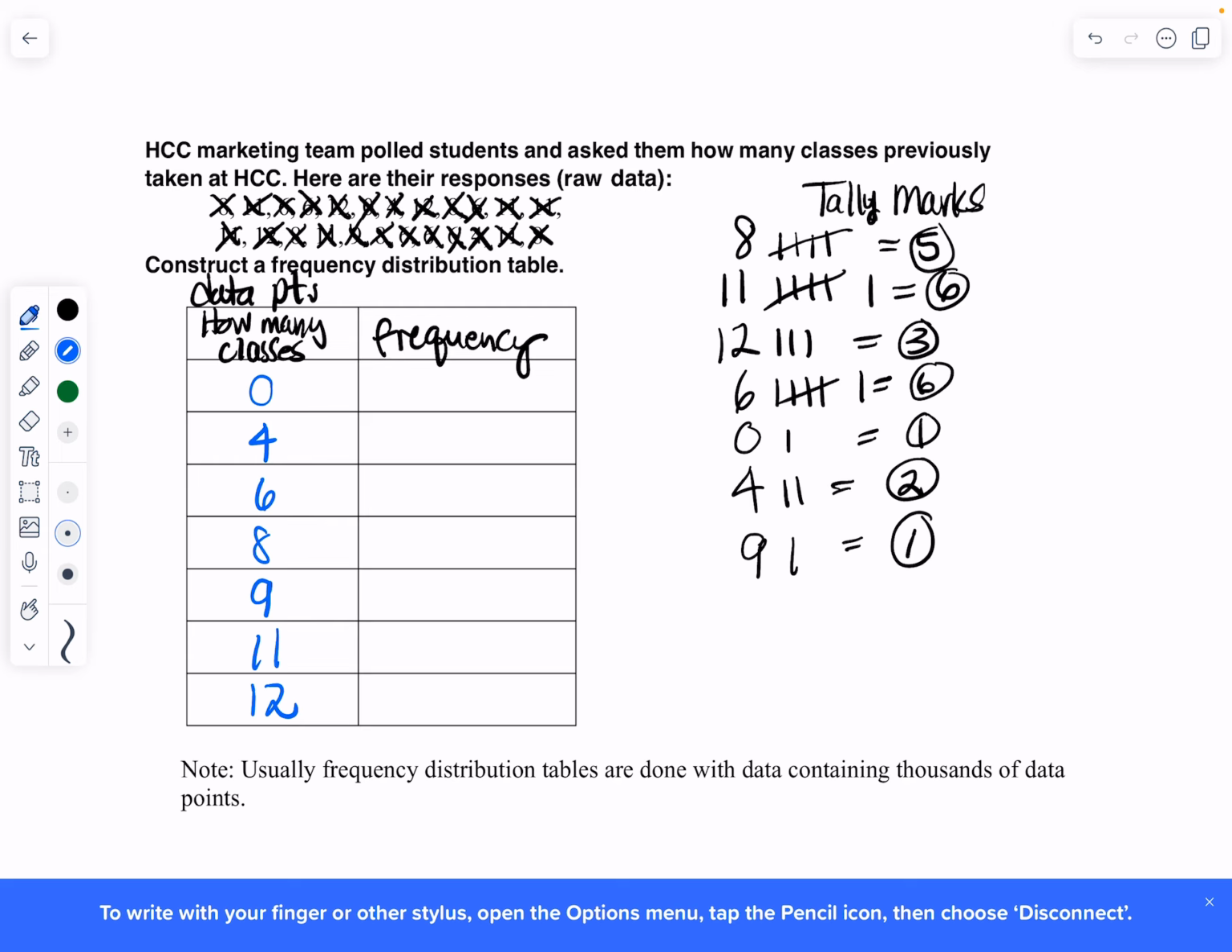So the frequency of 0 was 1. The frequency of 4 classes was 2. The frequency of 6 classes was 6. The frequency of 8 classes was 5. The frequency of 9 classes was 1. The frequency of 11 classes was 6. And the frequency of 12 classes was 3. So frequency means how many times did that data point occur. Okay.